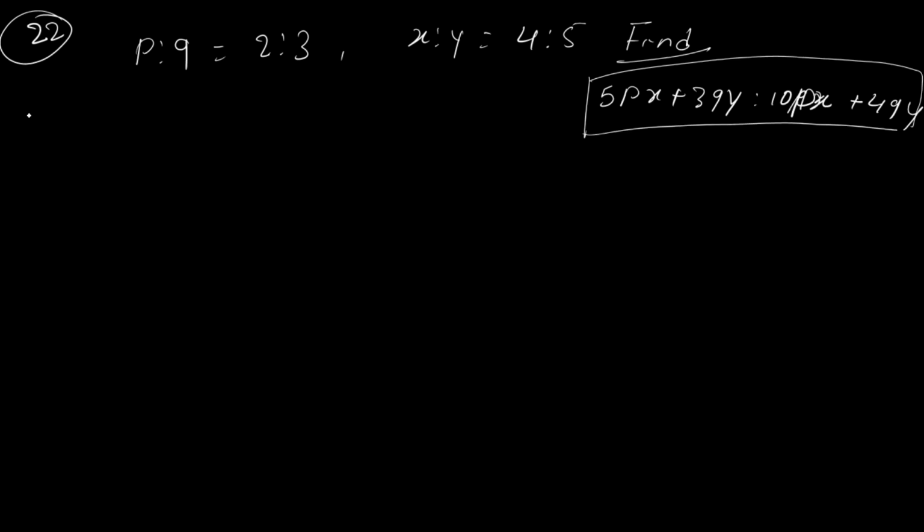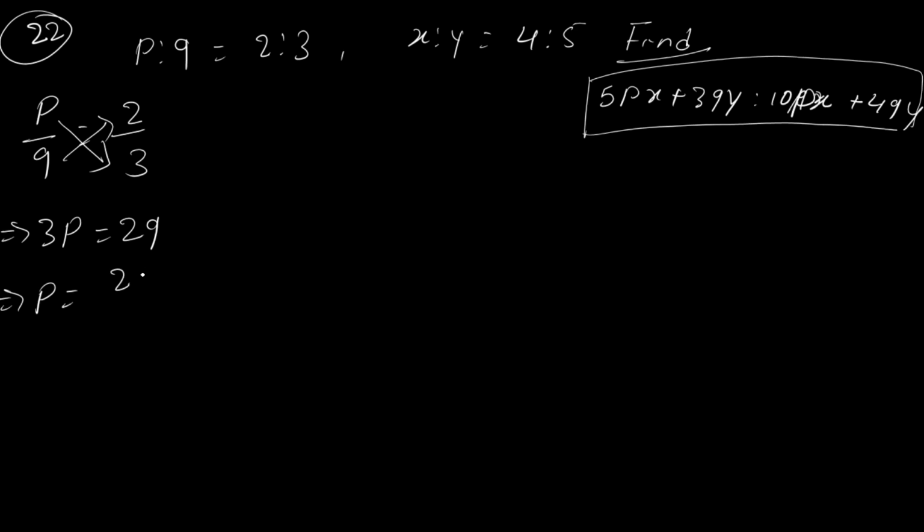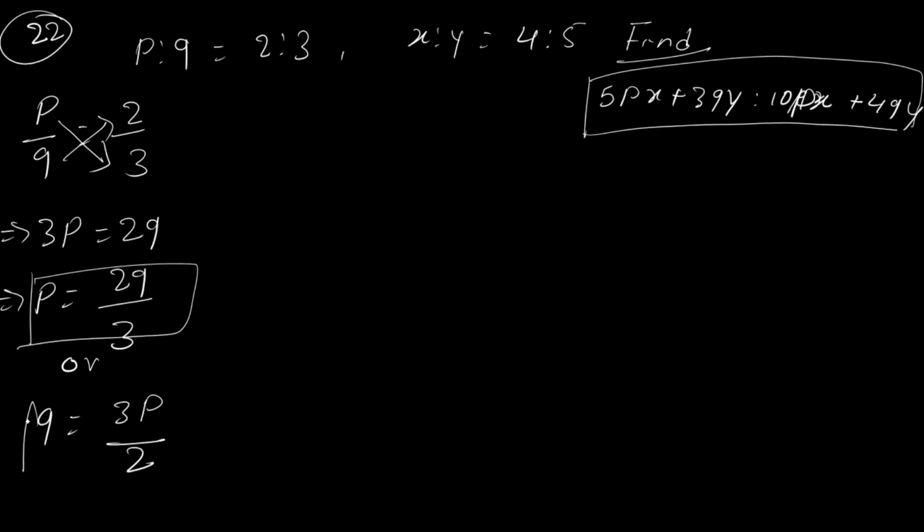Okay, so as you know, p by q equal to root 2 by 3. Same funda, cross multiplication, 3p equal to 2q, or root p equal to 2q by 3, or q equal to 3p by 2. Am I right? Right sir.